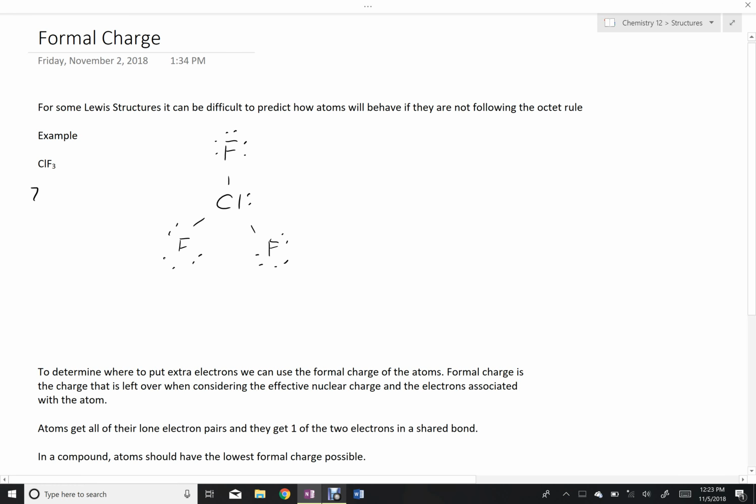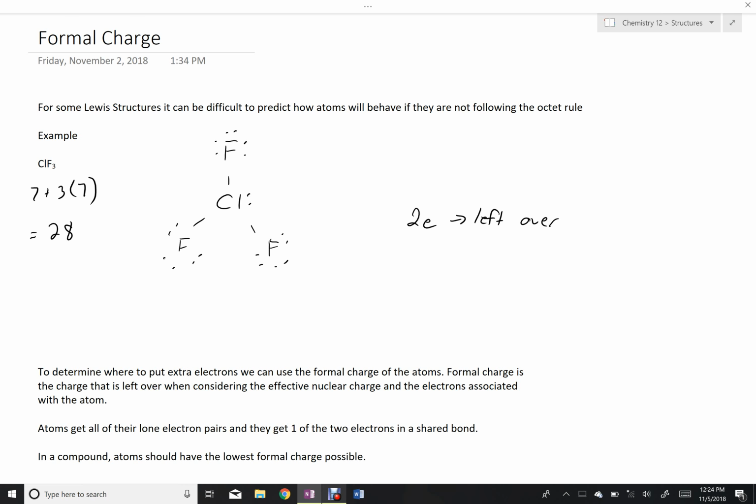So 7 for the chlorine plus 3 times 7 for the fluorines for a total of 28. If I count these electrons, 2, 4, 6, 8, 10, 12, 14, 16, 18, 20, 22, 24, 26. What I can see is I have 2 electrons left over, or I need 2 more electrons. How can I decide where those 2 electrons are going to go? Well, that's when I'm going to use formal charge.